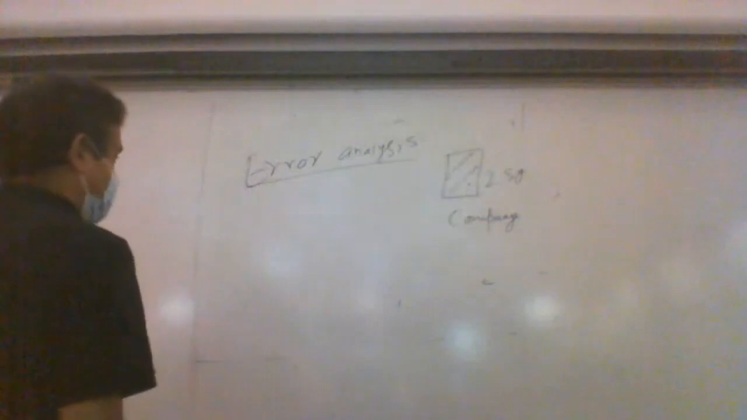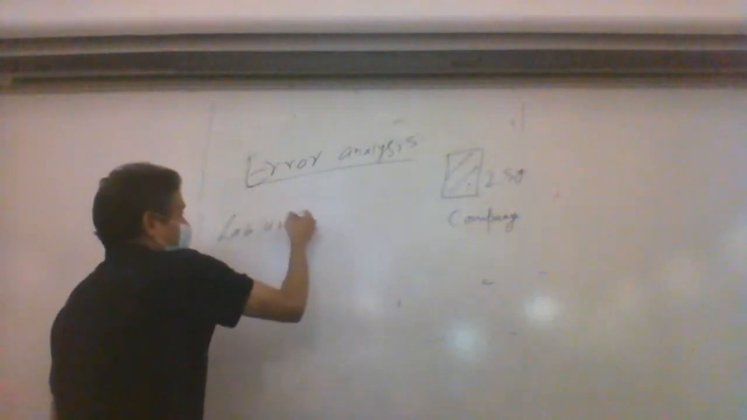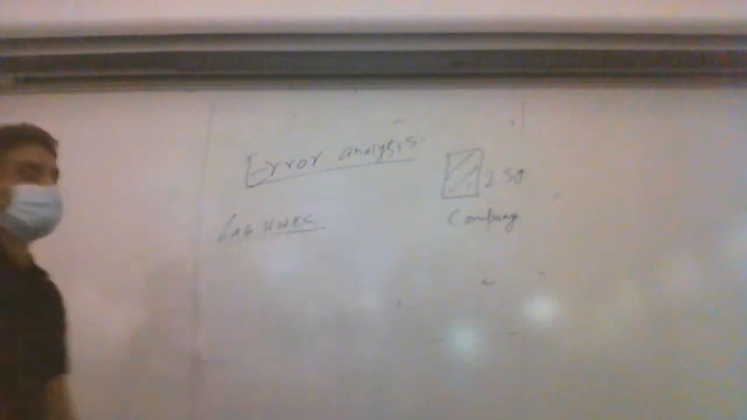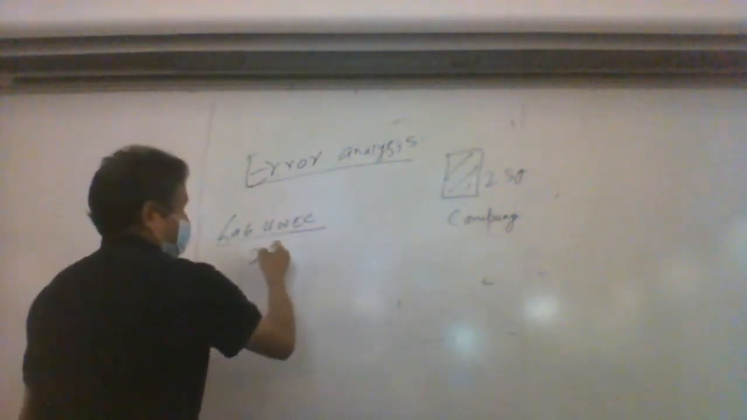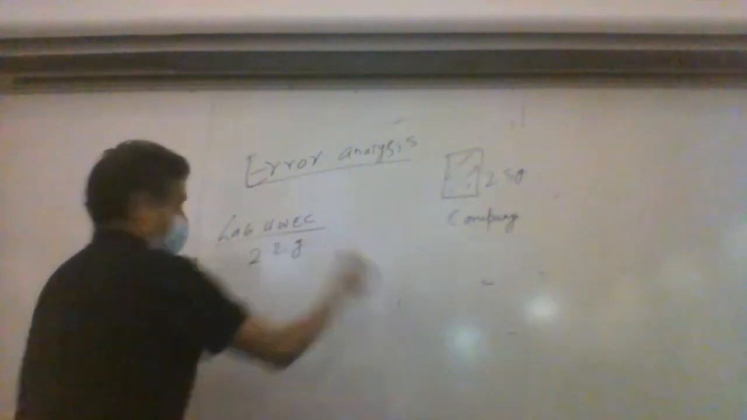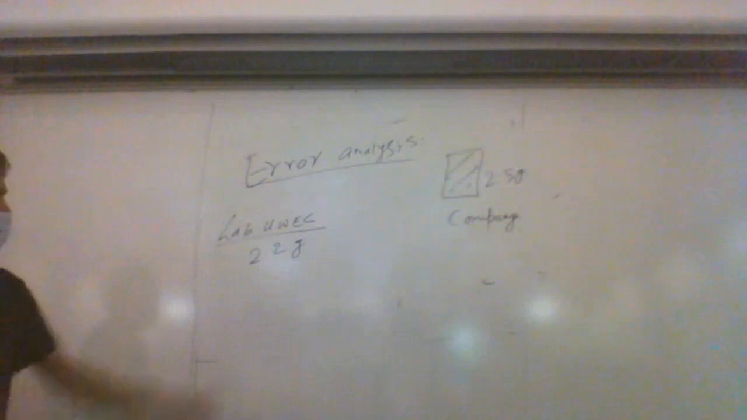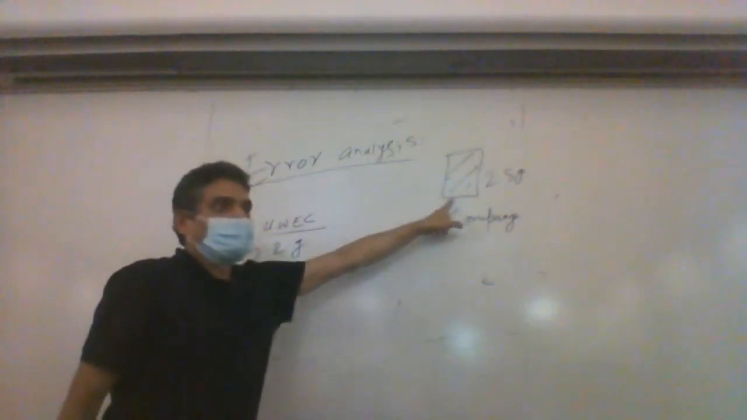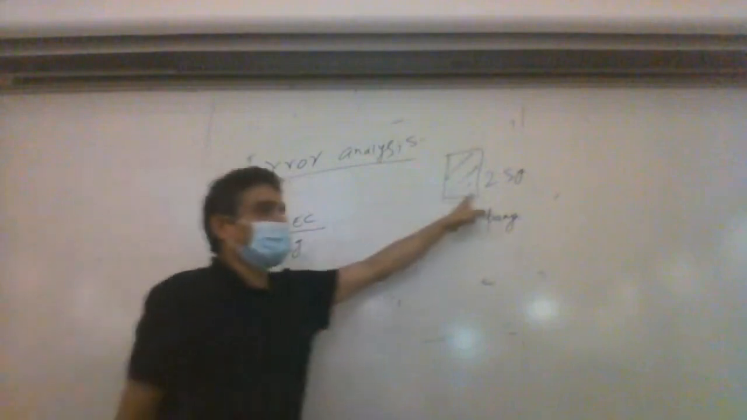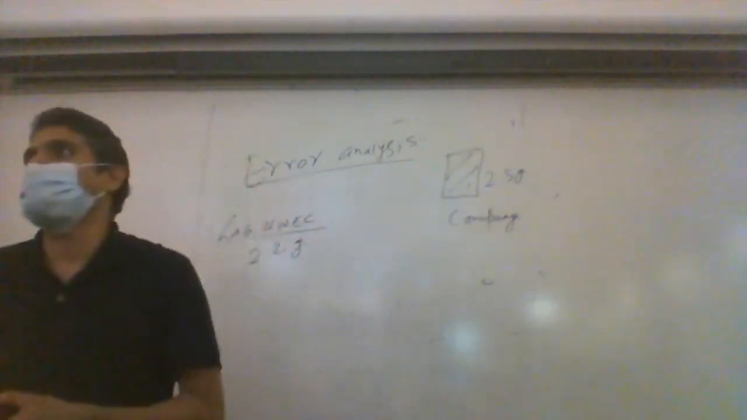Now I bring it to my lab at UWEC, and I measure the mass, and it comes to be 2.2 gram. You see, this number and this number are not the same, right? 2.2, this is 2.5. Now I need to decide whether my measurement is good or not.